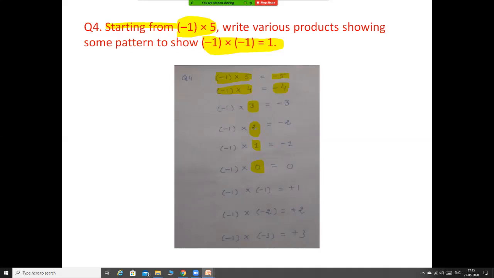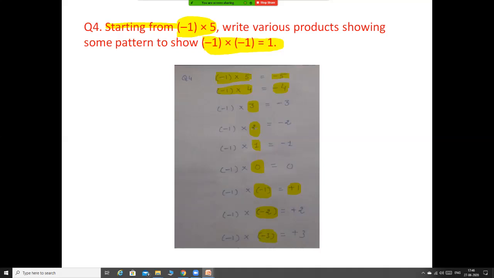See here, 0, 1, 2, 3, 4, 5. Now decreasing again. After 0, what comes? This is minus 1. But now minus 1 into minus 1, answer will become plus 1. After minus 1, this comes minus 2. Minus 2 into minus 1, answer is plus 2. After minus 2, what will come? Minus 3, minus 3 into minus 1, answer is plus 3.